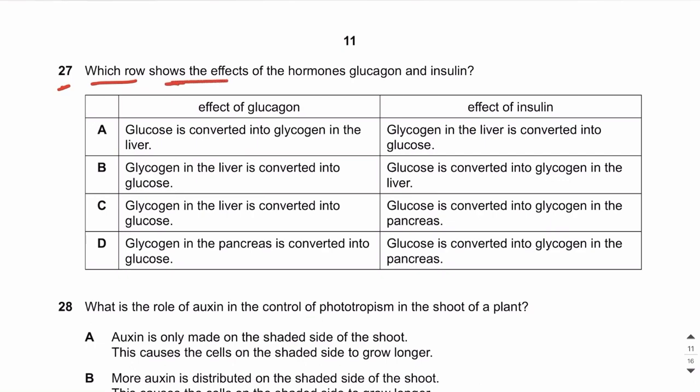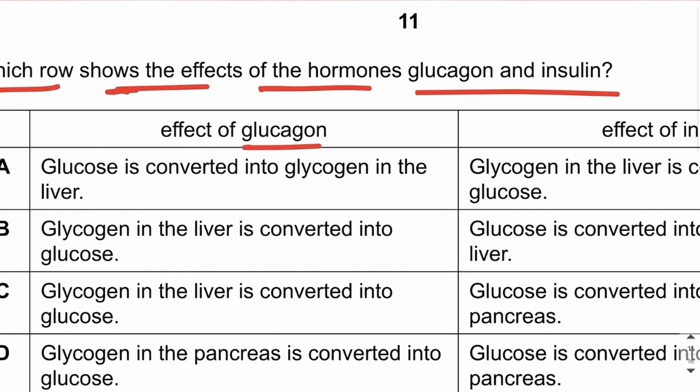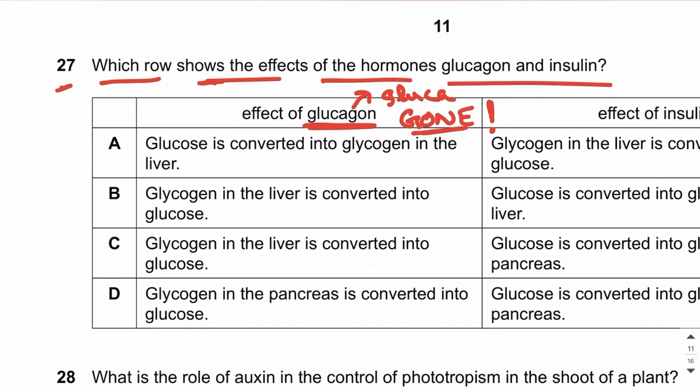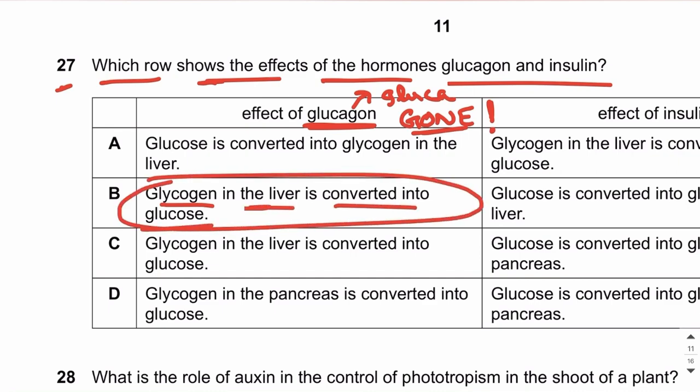Which row shows the effects of the hormone glucagon and insulin? So guys, I told you that glucagon is released when glucose is gone. So I tell my students that glucagon is released when glucose is gone. So read glucagon as glucagon. Glucagon is released when glucose is gone. So that means glucose concentration is low. And to replenish glucose, the glycogen in the liver must be converted to glucose, right? So what glucagon does is that it stimulates the liver cells to break down glycogen into glucose because glucose is gone.